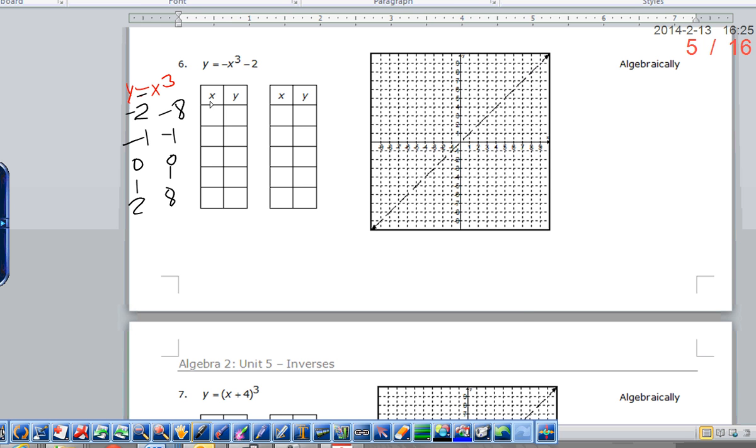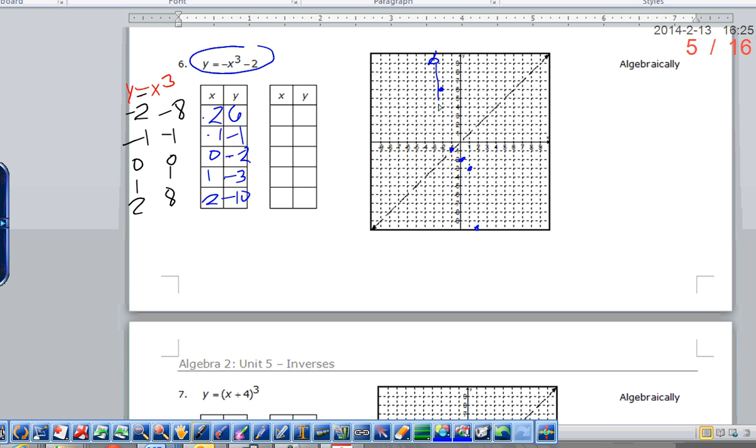So the x's are going to stay the same for this picture. -2, -1, 0, 1, and 2. For my y values, though, the negative sign flips it. So now this becomes positive 8, and I subtract 2. So 6. Positive 1, subtract 2. Now it's back at -1 again. 0 would be down -2. 1 becomes -1, subtract 2, that becomes -3. 8, make it negative, -8, subtract 2, -10. So I have -2, positive 6 up here, -1, -1, 0, -2, 1, -3, and 2, -10.